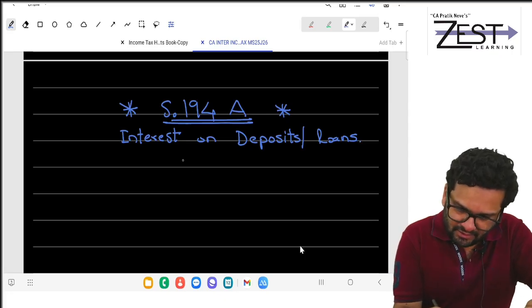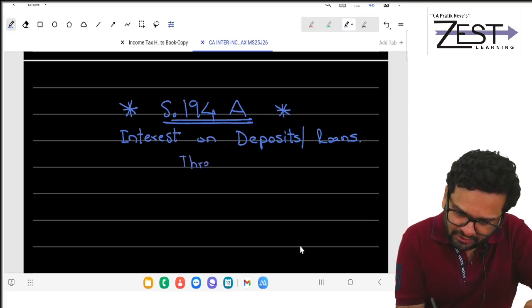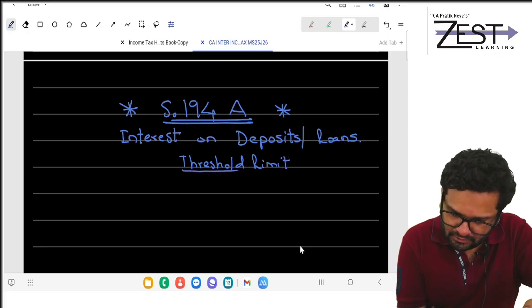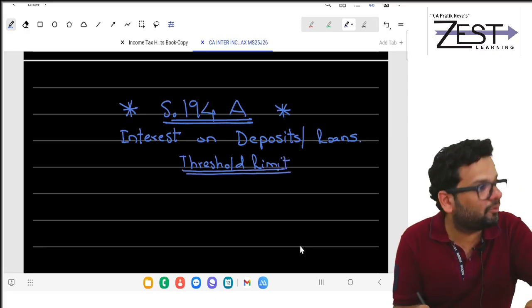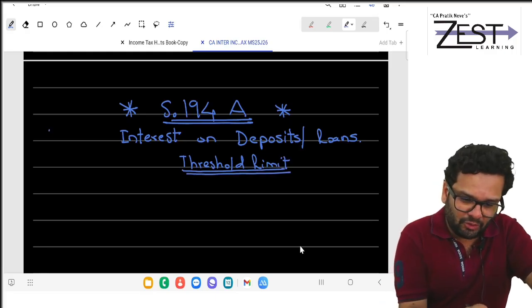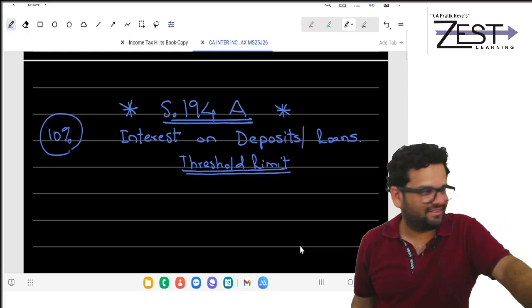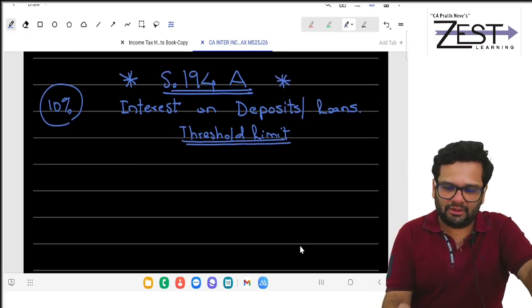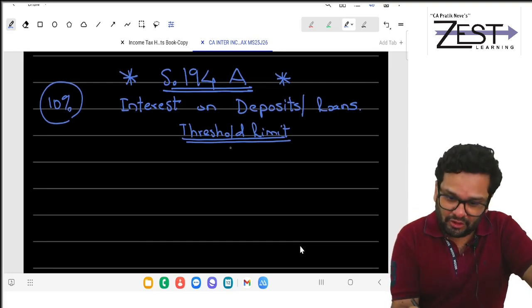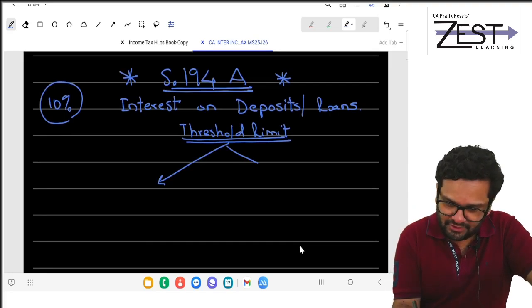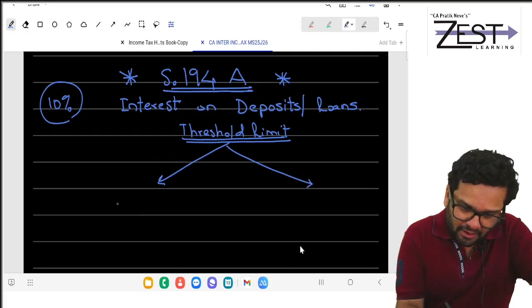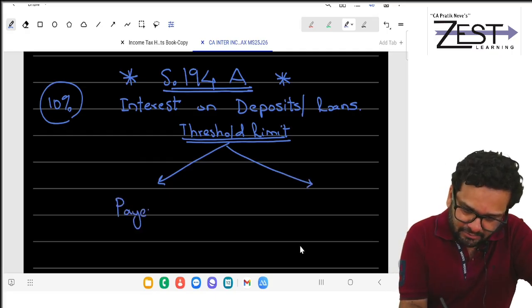Friends, if I want to tell you threshold limit, if I want to give you analysis of threshold limits, because that's the most important point. Because percentage you will understand. Percentage is 10. I have no doubt in that. Threshold limit, there are 2 points. One is payer.